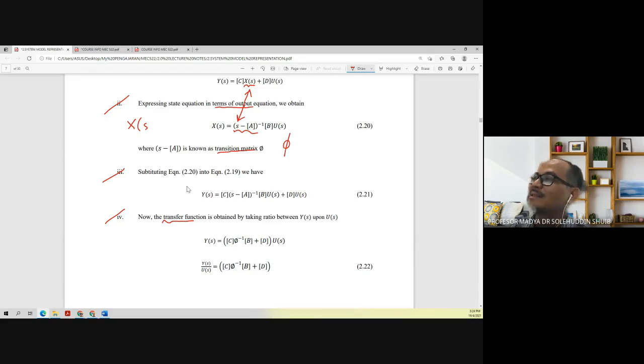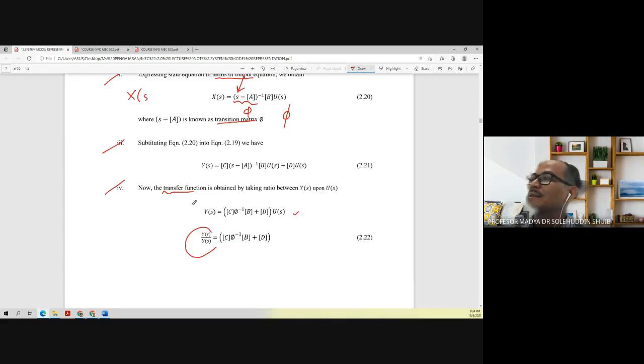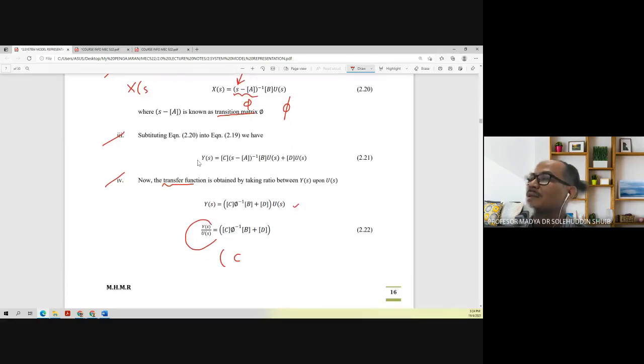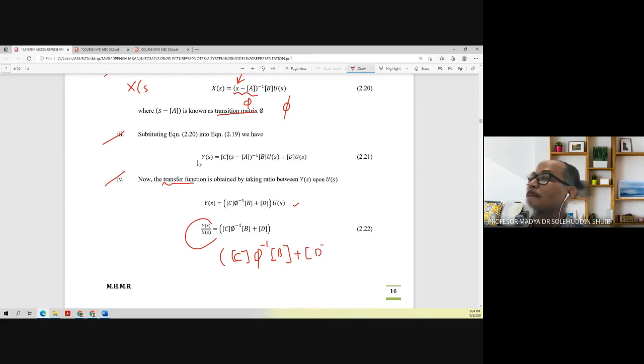So it becomes C phi to the power of minus 1 B plus D, times U(s), and then taking the ratio of it, you're going to get it in this form: C in parentheses, this is phi to the power of minus 1, times B plus D. This is the transfer function.